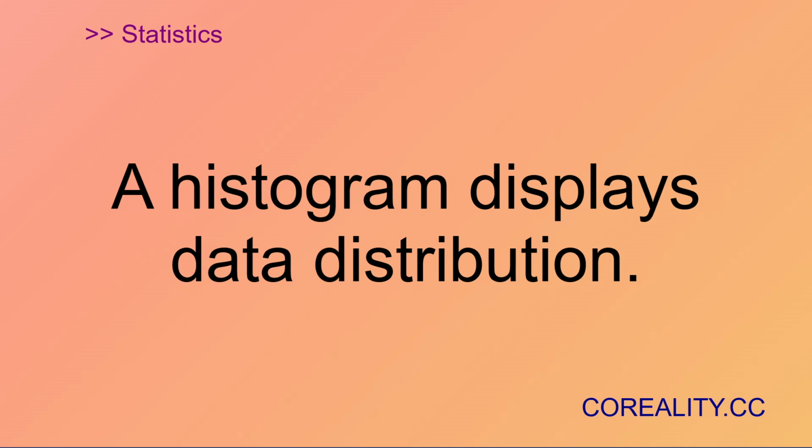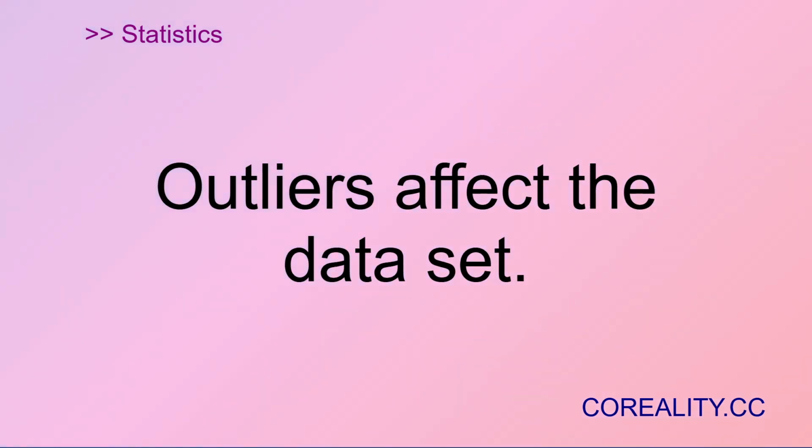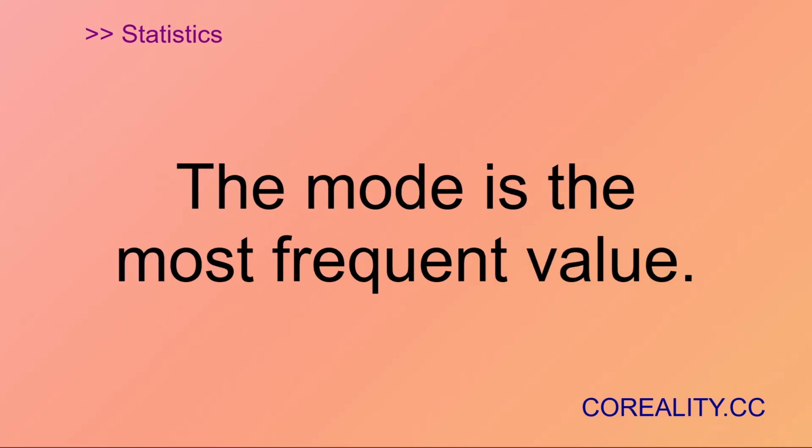A histogram displays data distribution. A sample represents a subset of a population. Outliers affect the dataset. The mode is the most frequent value.